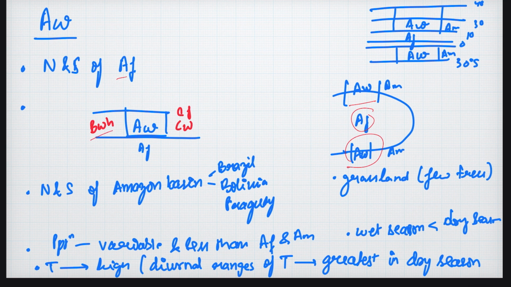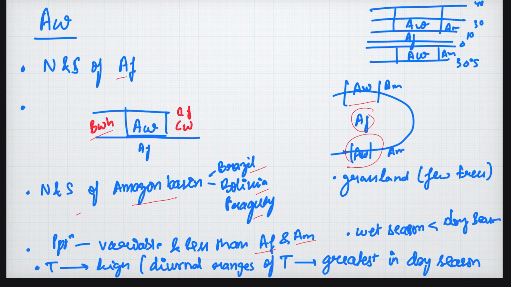North and south of the Amazon basin in Brazil, Bolivia and Paraguay in the South American continent, you have AW type of climate. Precipitation is variable and less than the AF and AM type of climate. Temperature is high. Diurnal range of temperature is greatest in the dry season.